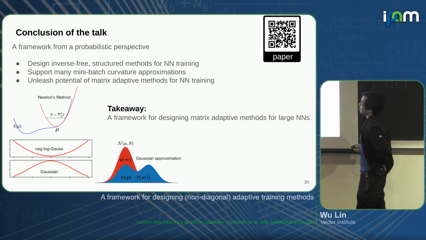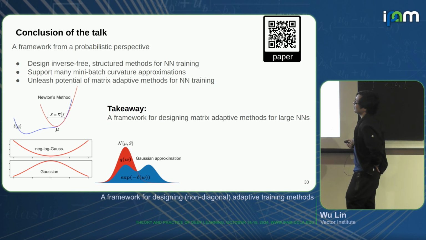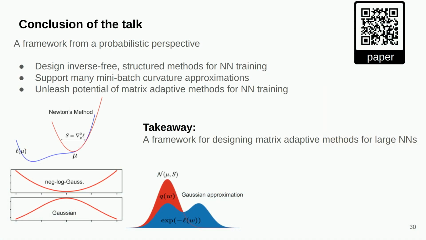So to conclude the talk, and then if we have time, go through the bonus slides to talk about technical details. We propose a framework from a probabilistic perspective, and we can use our framework to design inverse-free, structure-free methods for training large neural nets, and we support many batch curvature approximations. And we believe that we can use our framework to further unleash the potential of matrix adaptive methods.